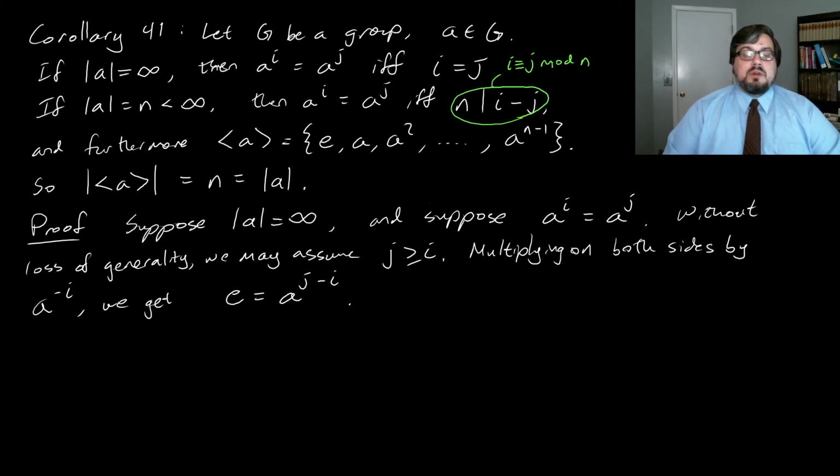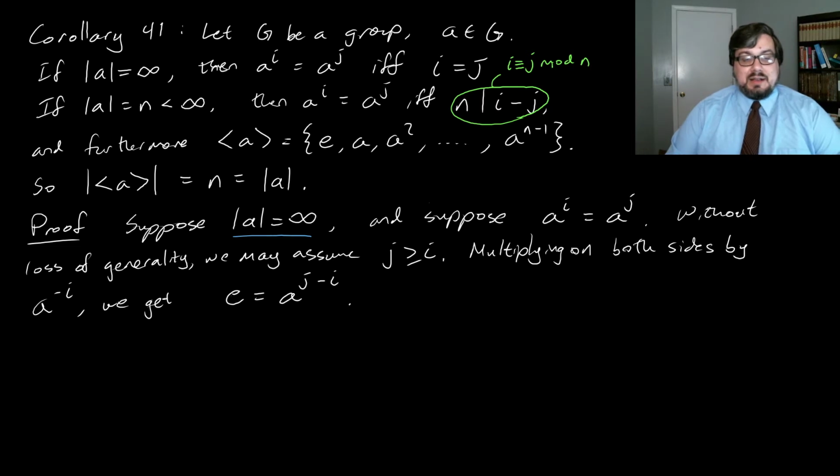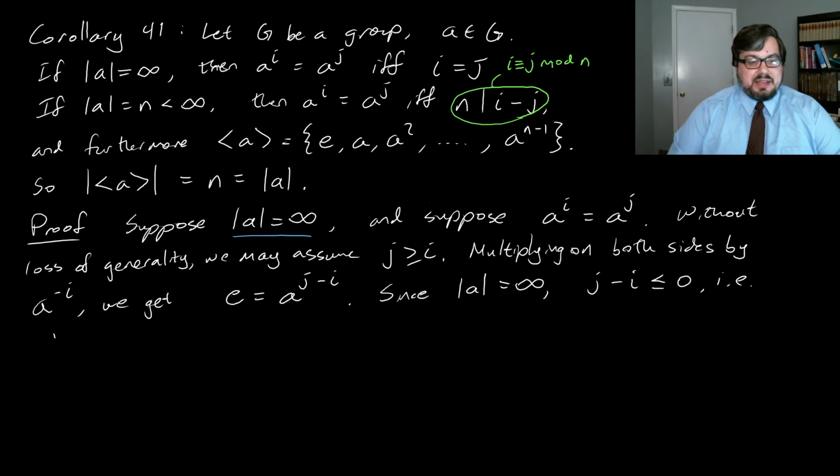Now remember that we're working under the assumption that the order of a is infinity, which means that you can't raise a to any positive number to get the identity. So since the order of a is infinite, j minus i can't be positive, otherwise that would contradict the order of a being infinite, so it has to be less than or equal to 0, which is the same thing as saying that j has to be less than or equal to i.